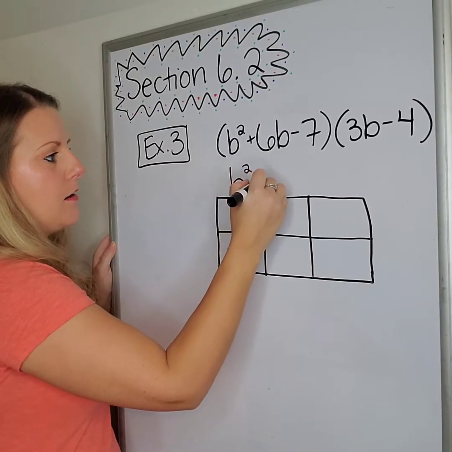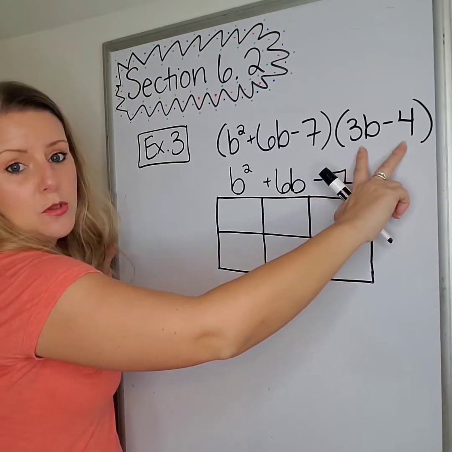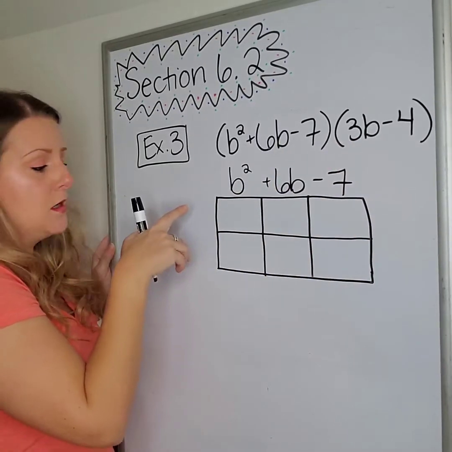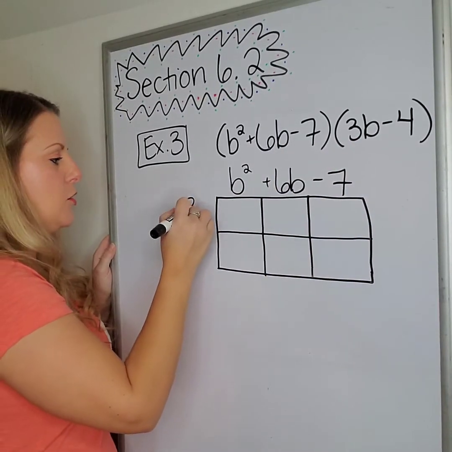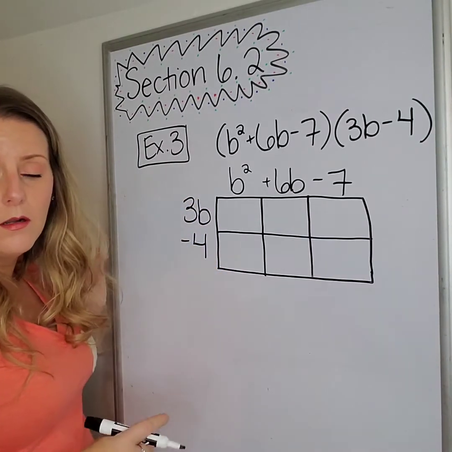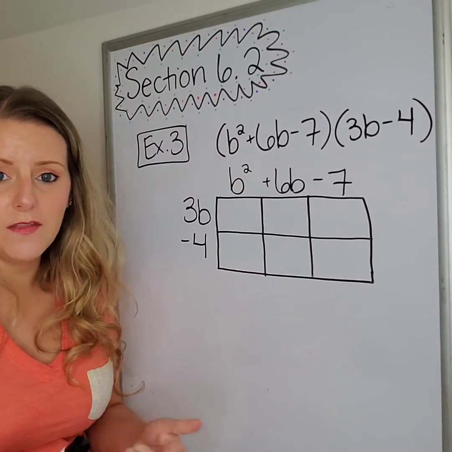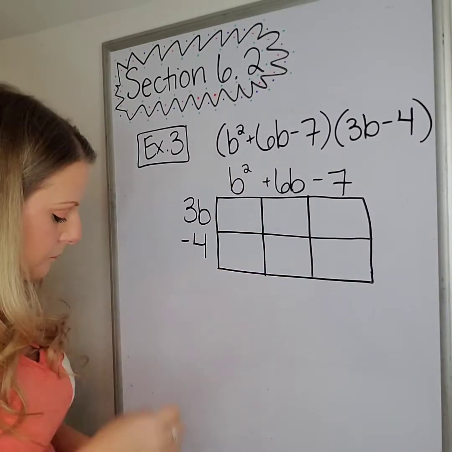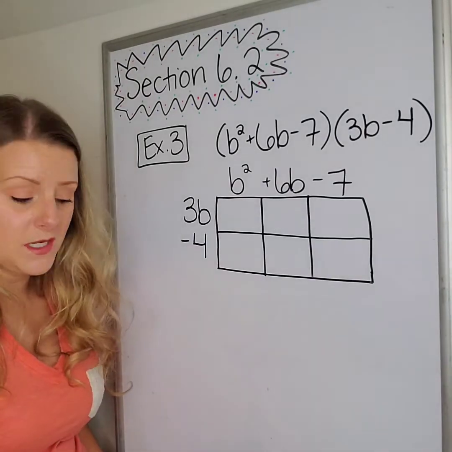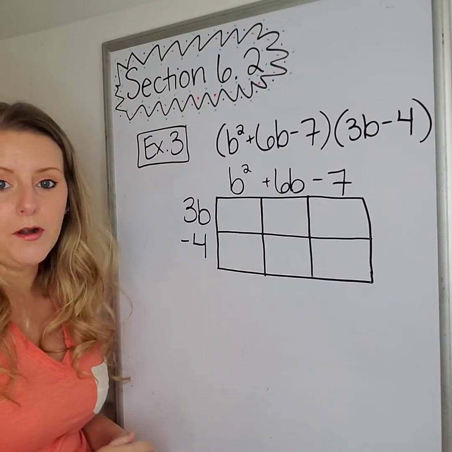So b squared plus 6b minus 7. And this is 2 things, or 2 terms, so we're going to put those over here on the 2 rows. 3b and then minus 4. You could have this completely flipped the other direction, and that would totally be fine. It does not matter. But what this does is it helps us realize that now we have 6 different combinations to worry about.